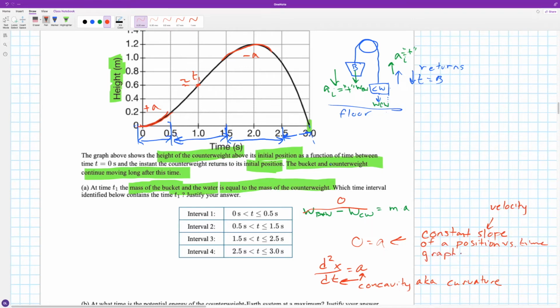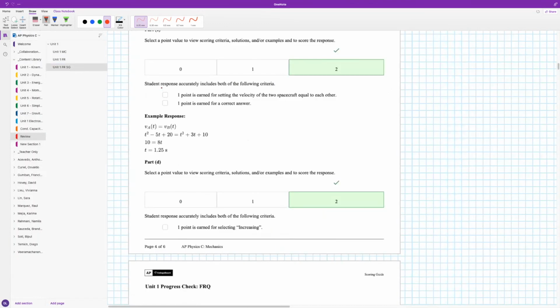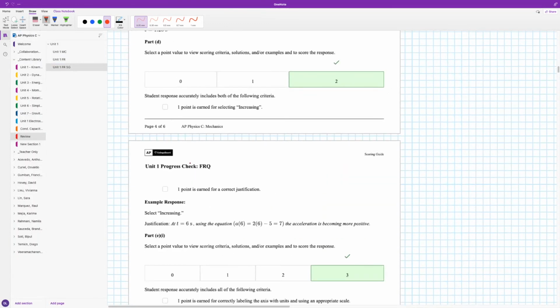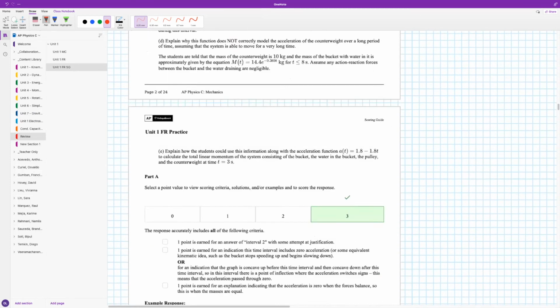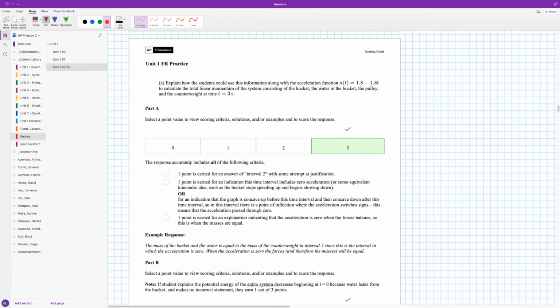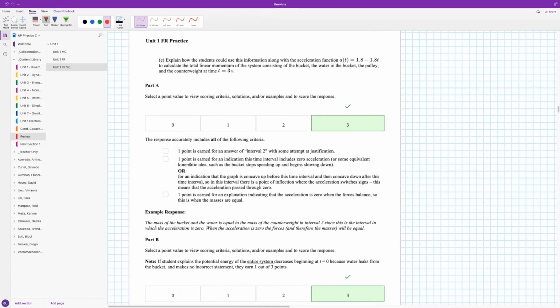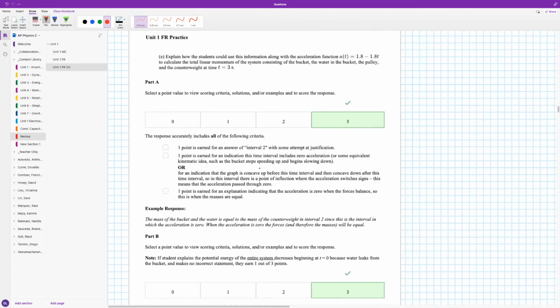Okay. So looking at this, looks to me like interval number 2 is our best bet. And so there we go. Let's go ahead and take a look at the scoring guide, see what they were looking for. So for this portion here, 3 points for this one. 1 point for an answer of interval 2.